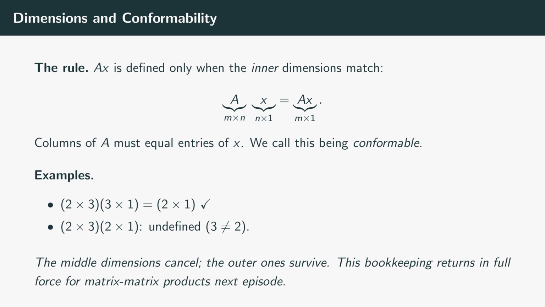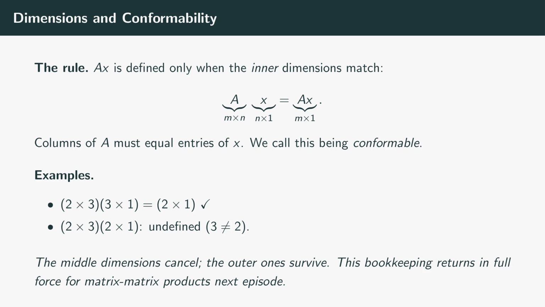Before we compute, one rule of bookkeeping that you can never skip: conformability. A times x is only defined when the sizes line up correctly. Write A as m by n and write the vector x as n by 1, since x has n entries stacked in a column. For the product to make sense, the number of columns of A must equal the number of entries of x. Both are n here, so it works, and the result A times x is an m by 1 vector. It has m entries.